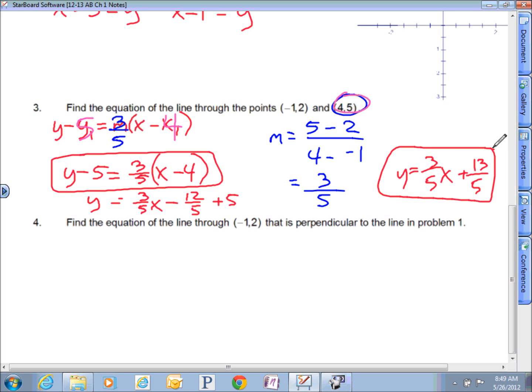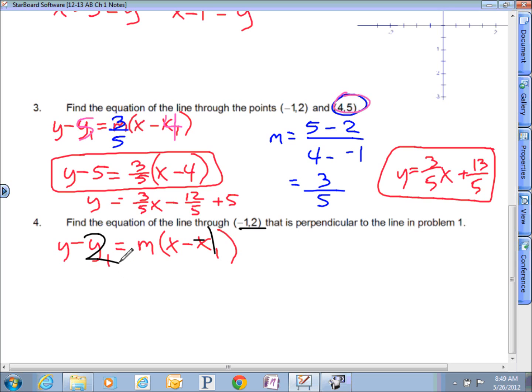Now, the equation of a line that goes through the point -1, 2 that's perpendicular to the line in problem number 1. Let me set up the same thing. So we go y minus y1 is equal to my slope times x minus my x1. Well, now all we've got to do again is have a point and a slope. Well, we have a point. According to this, we're supposed to use the point -1, 2. So let's put -1 in place of the x value, and let's put 2 in place of the y value. All I need is slope.